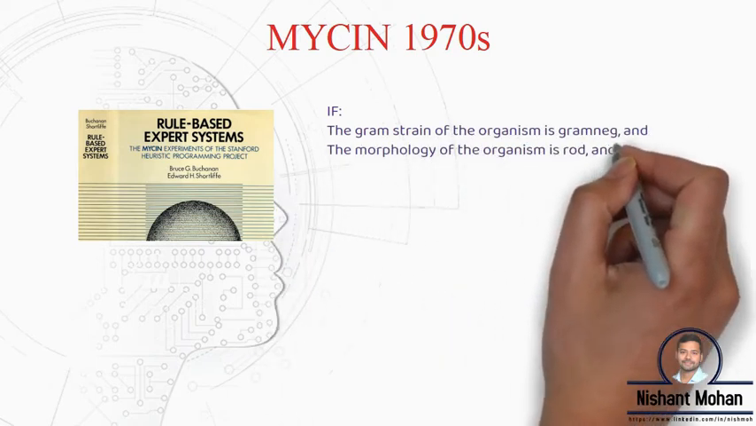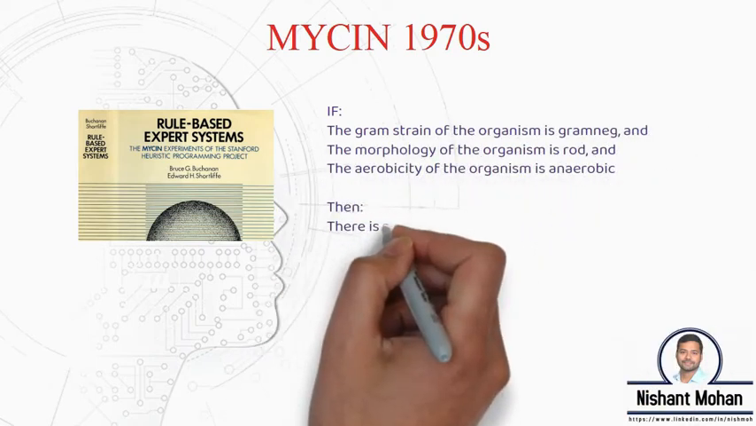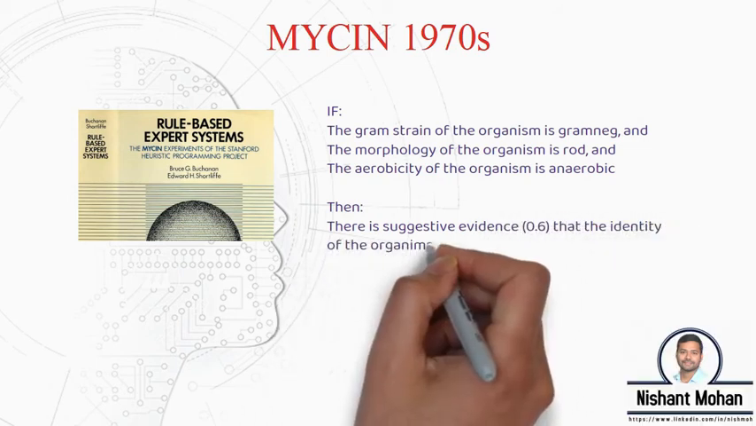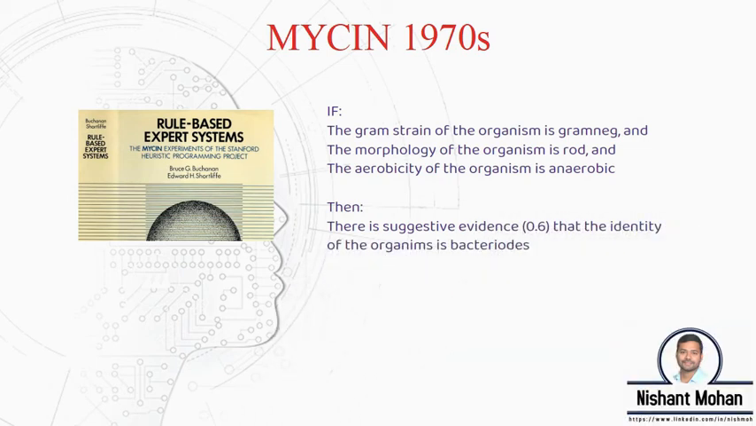The system will ask a series of questions about the pathogen and then output the most likely bacteria and a certainty factor that indicates the confidence in the result. The original version of Mycin had about 200 rules that went up to 500 by 1978.